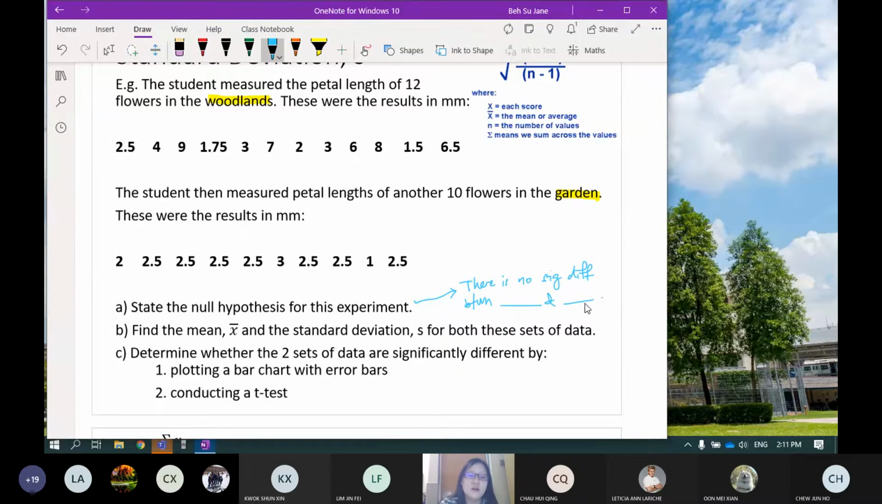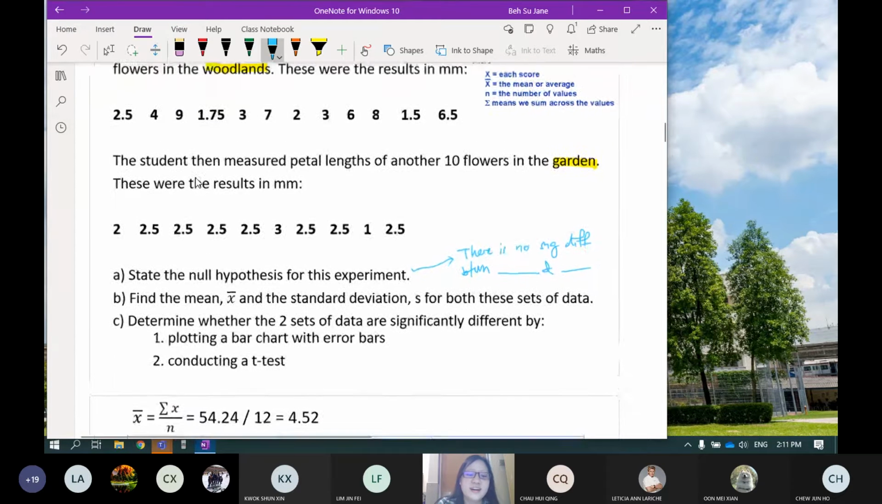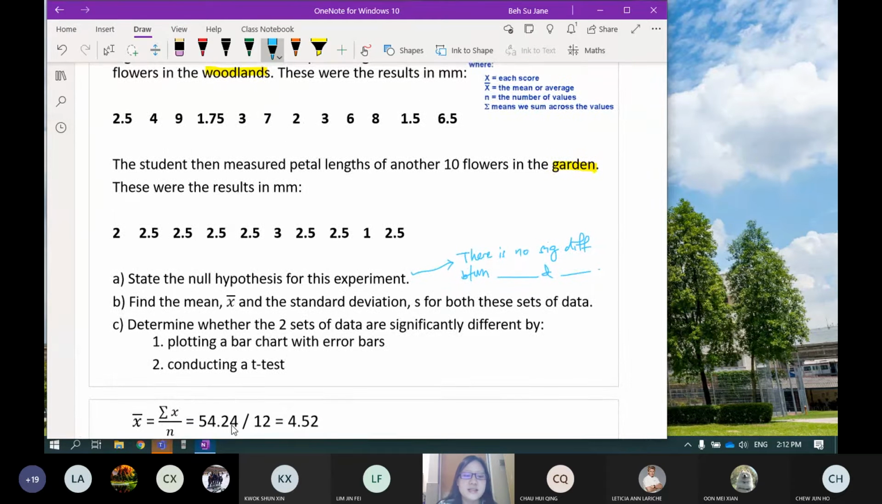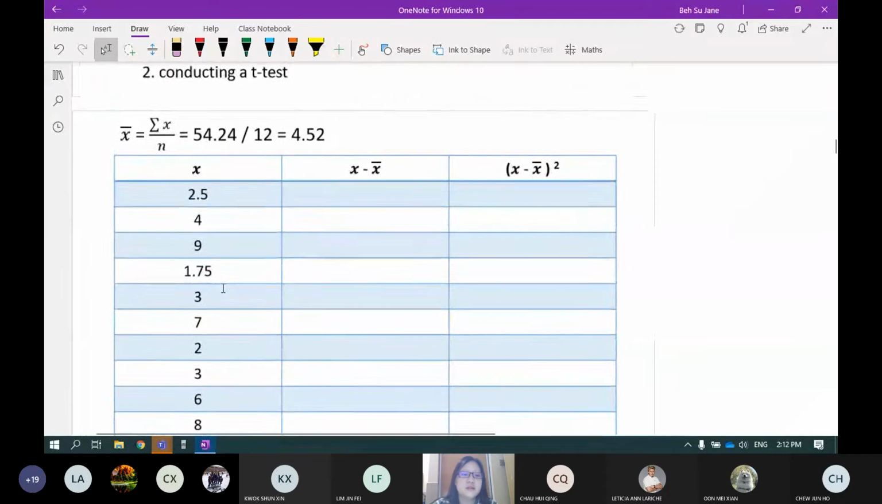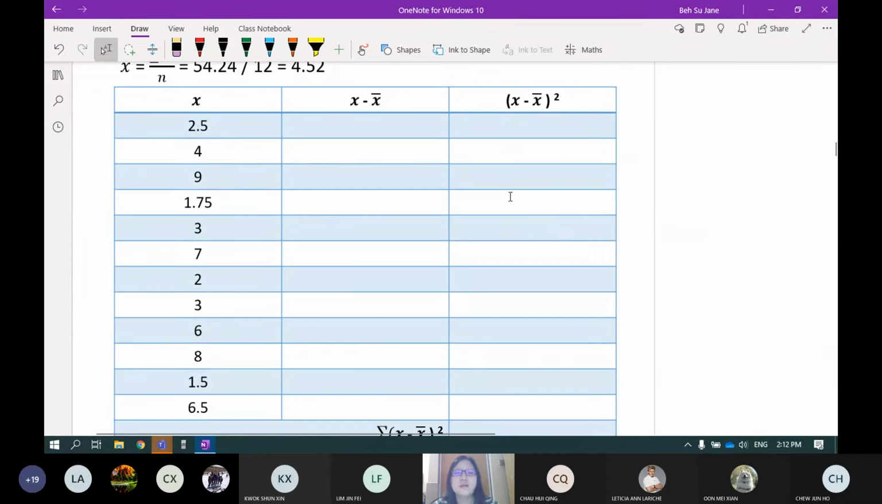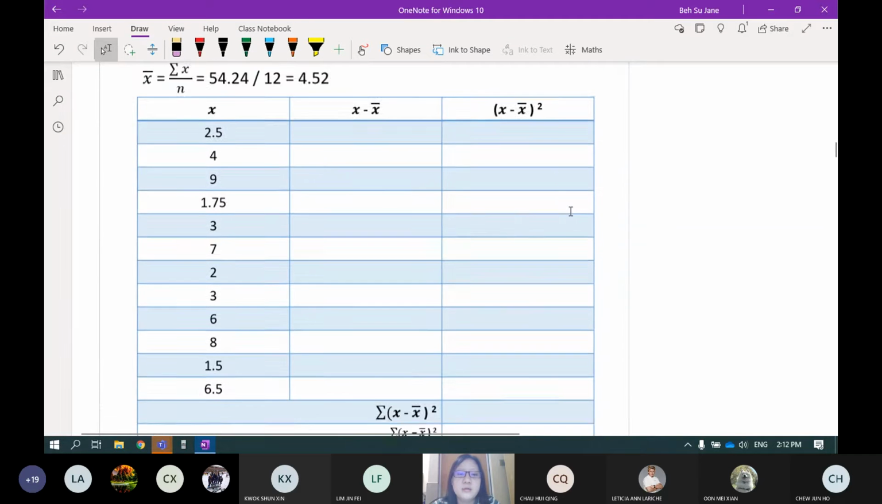All right, now we're going to find the mean and the standard deviation for both sets of this data. Mean is very easy. I have calculated it for you here. You sum up everything, so the sum of x, divided by 12, which is the n. Our next part is to calculate the standard deviation. I'm going to make this full screen first. We calculate it by filling up this table.